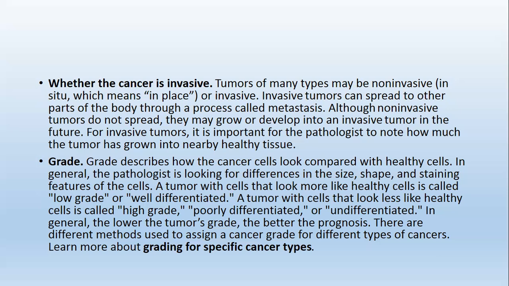Grade. Grades describe how the cancer cells look compared with healthy cells. In general, the pathologist is looking for differences in the size, shape, and staining features of the cells. A tumor with cells that look more like healthy cells is called low grade or well differentiated. A tumor with cells that look less like healthy cells is called high grade or poorly differentiated or undifferentiated. In general, the lower the tumor grade, the better the prognosis. There are different methods used to assign a cancer grade for different types of cancer.